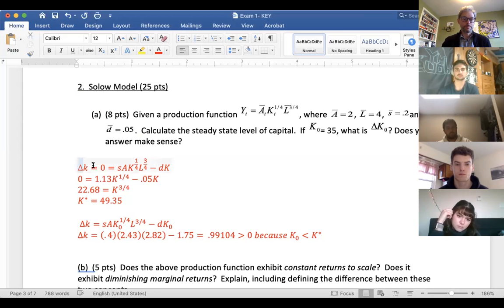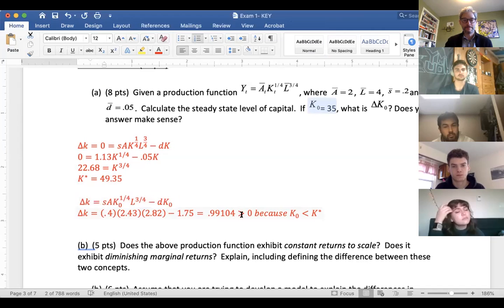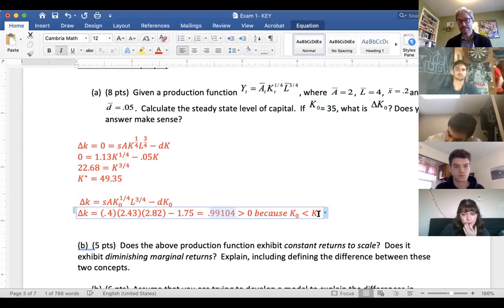So to calculate the steady state, you basically set delta K equal to 0. You should have got here something on the order of 50, right? And then how do you calculate the change in K the next period? You just use your delta K formula. So you plug in here for each of these, noting that now the capital stock is 35. What should you get? You should get 0.99 or something close to 1. That makes sense because it's positive, and it should be positive if your capital stock is below the steady state that you found.